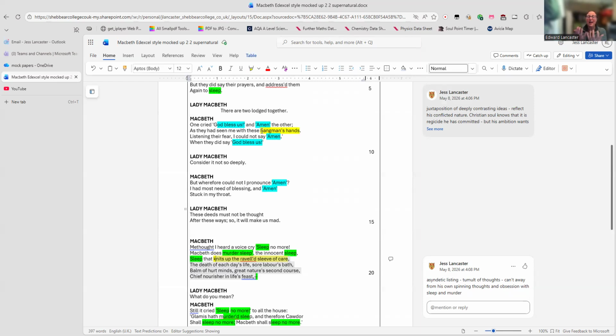They'd seen me with these hangman's hands, and the actor on stage is standing there unable to speak the words. It's so horrid. And listening their fear, I could not say amen when they did say, God bless us. And that is because he's got that blood all over his hands. The impact of that on us as the audience, realizing the depth of his guilt, his remorse, and his realization that he has unknitted his soul. He has unraveled his soul for all eternity, and he cannot be forgiven.